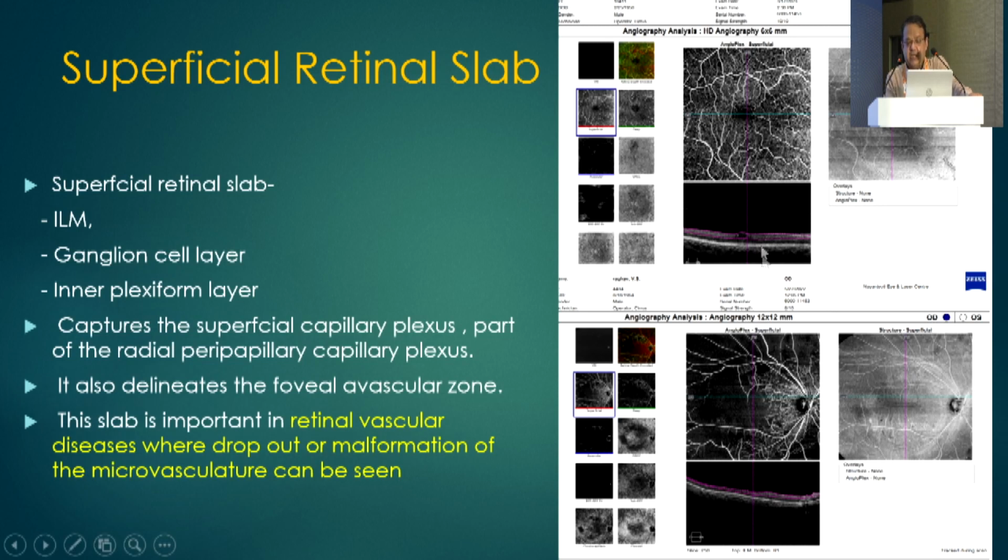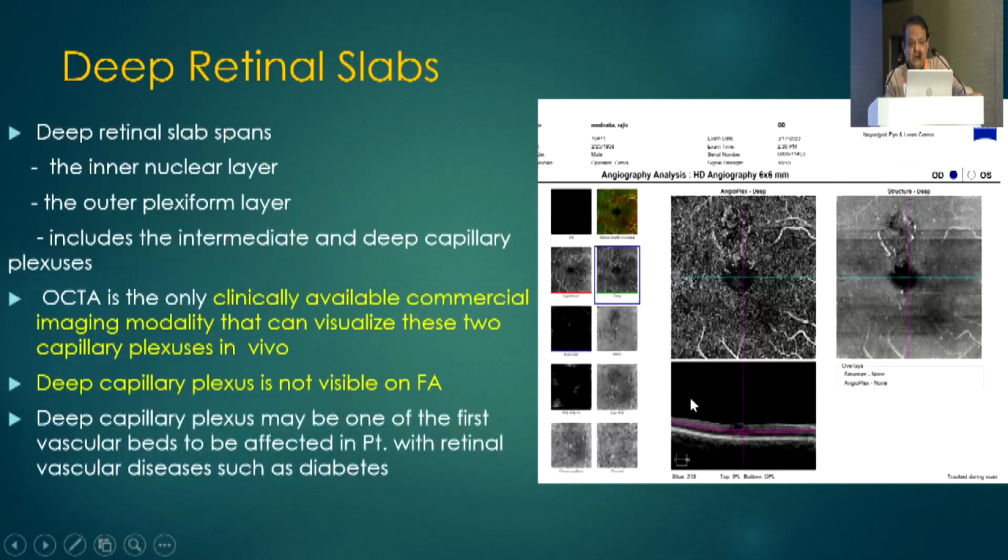Like in this patient, whenever you want to see a foveal avascular zone, look at the superficial slab. You can see a regular foveal avascular zone. And then in this patient, you will see areas of capillary dropout and macular ischemia.